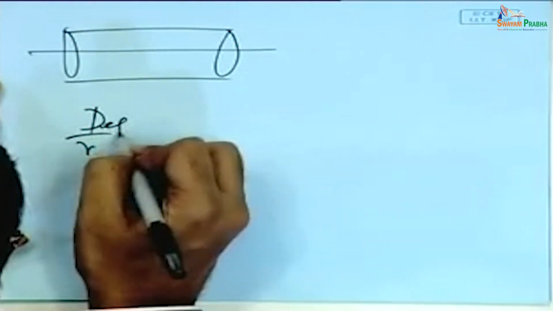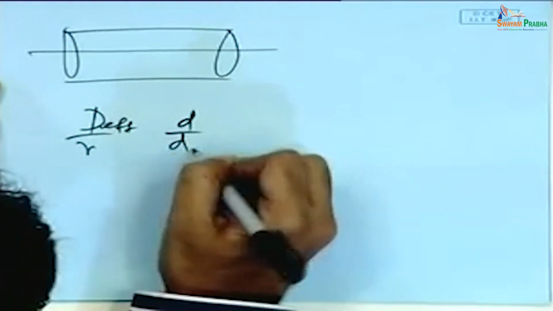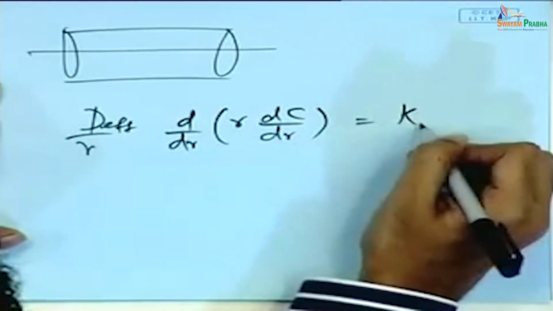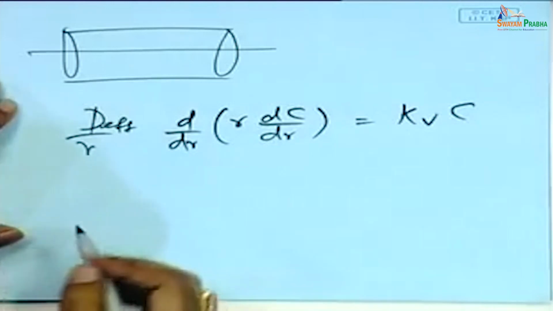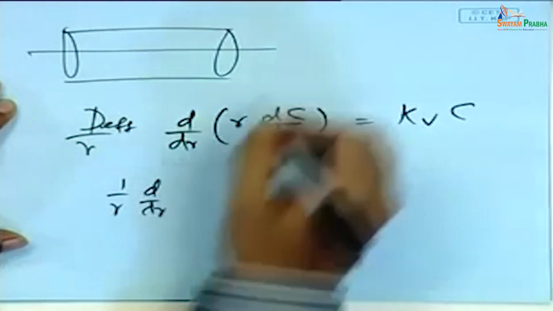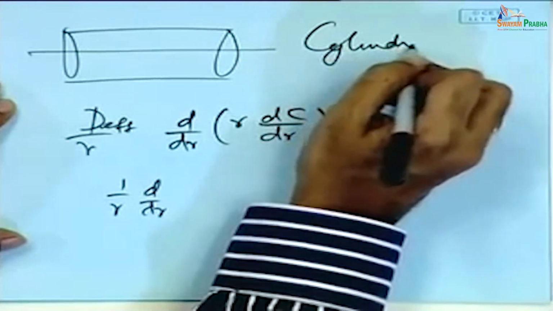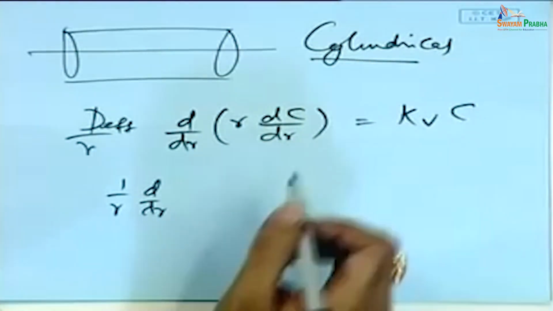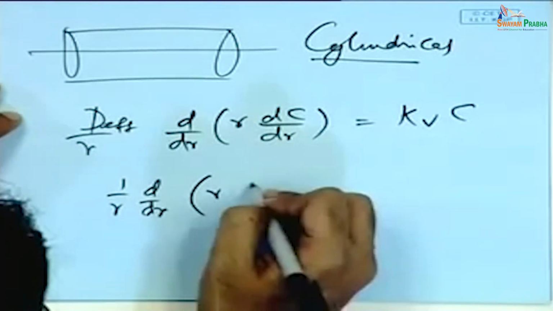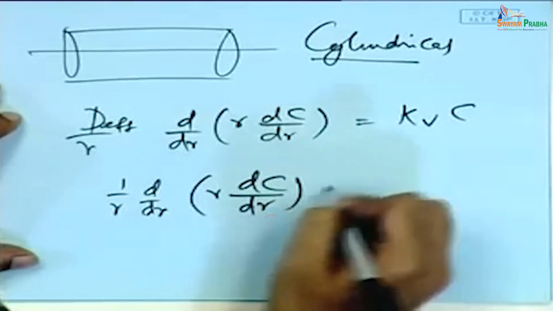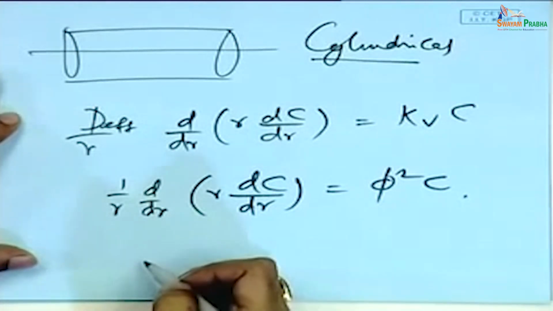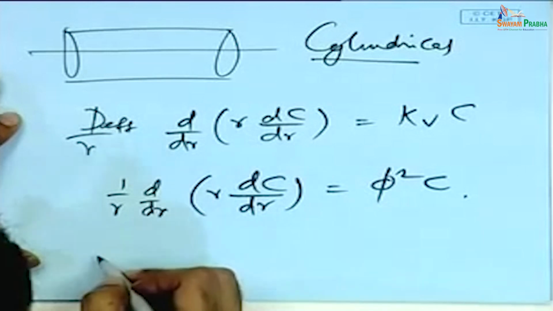So this is my D effective 1 over r d dr of r del C del R equals kV C. After making it dimensionless, you get 1 over r d dr. This is the cylindrical coordinate, by the way. Don't confuse it with spherical. We have left the spherical where we were. Because he mentioned Bessel function, that's why I'm going back to phi square of C. Fine. So what would be the solution of that? The solution of this is going to be a Bessel function.